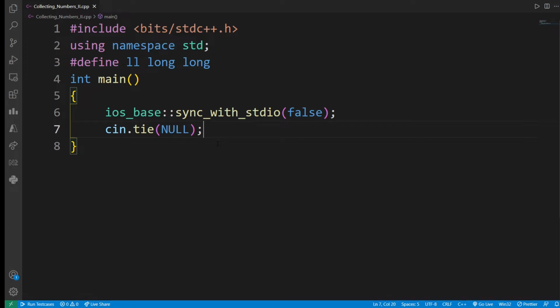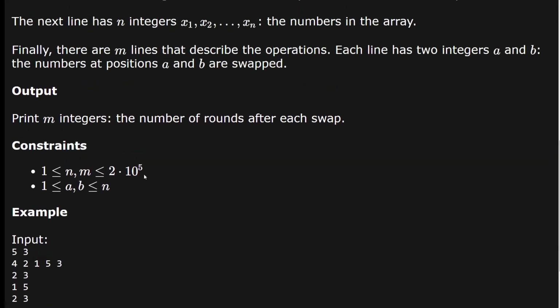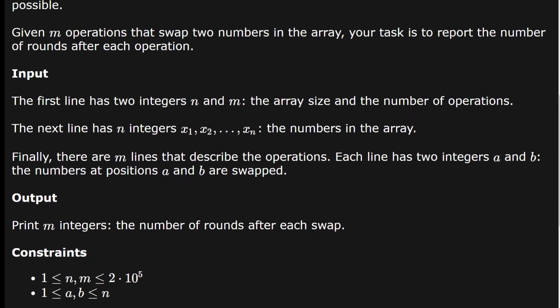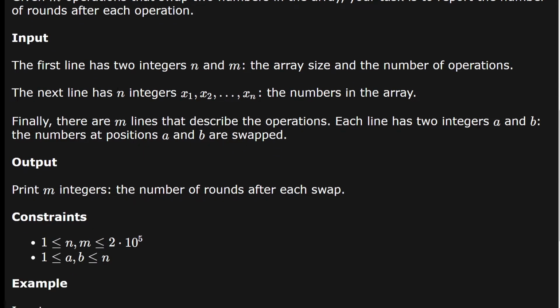Okay, so here I'm on VS Code, and let's get the input. So we require n and m, the array size and the number of operations, and the next line has n integers, which are the numbers in the array.